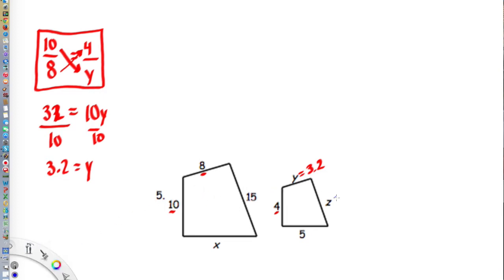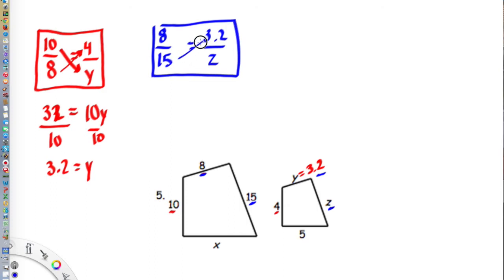Let's see if we can figure out what z is. I'm going to take side 8 from my big triangle and 15. 8 is to 15. What corresponds with 8? Well, it's side y, which I know now is 3.2. And then side 15 corresponds with side z. So that's what 8 is to 15 as 3.2 is to side z. There's our proportion.